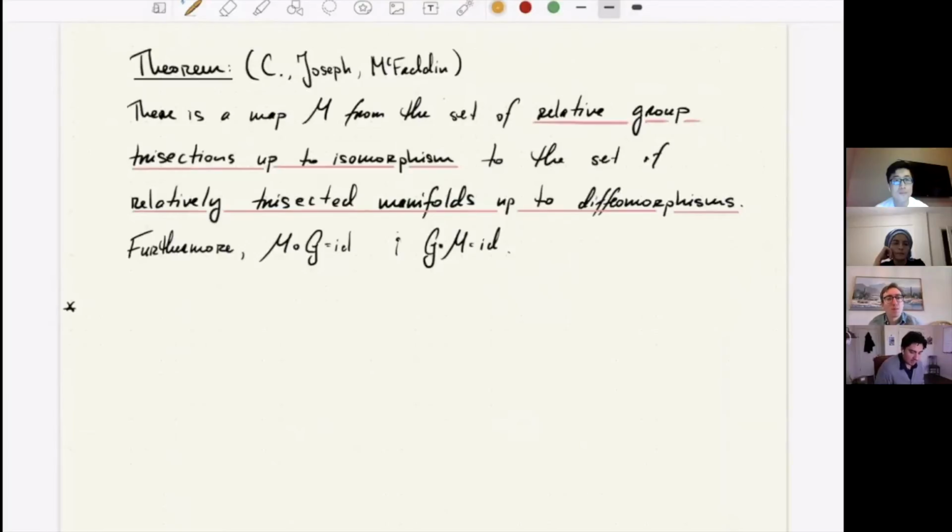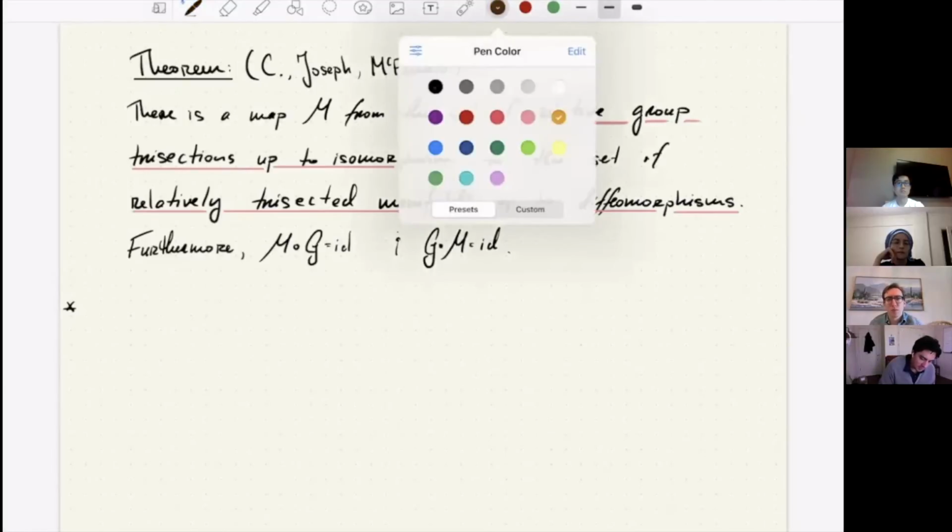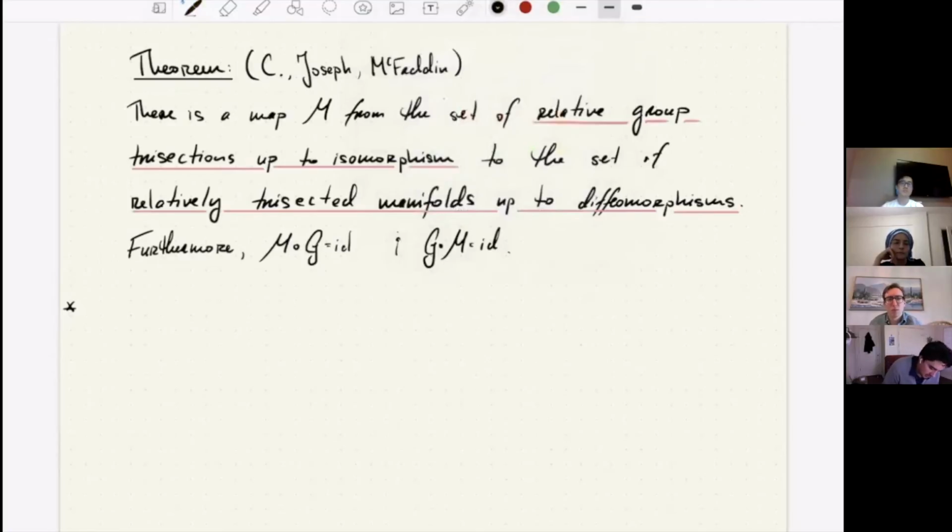And so the result that we have, so there's myself, Jason Joseph, and Patrick McFaddin. We extend the definition of this map M from the set of relative group trisections up to isomorphism to the set of relatively trisected diffeomorphisms. And they have the same composition where they compose to be the identities in their respective sets. Okay, good. And there's a key difference. I just want to point out a key difference in how we do this, a key difference from the closed setting.